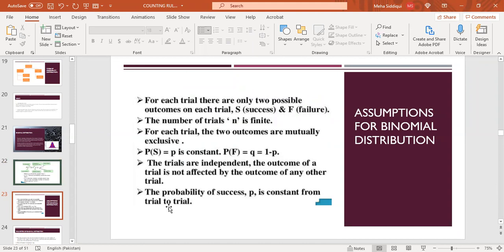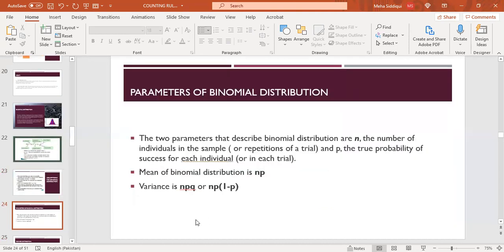Now, assumptions for binomial distribution. For each trial, there are only two possible outcomes, S for success and F for failure. The number of trials, that is n, is finite. For each trial, the two outcomes are mutually exclusive. P(S) is equal to p and is constant, and P(F), that is the probability of failure, q, is 1 minus p. The trials are independent. The outcome of a trial is not affected by the outcome of any other trial. The probability of success, small p, is constant from trial to trial.